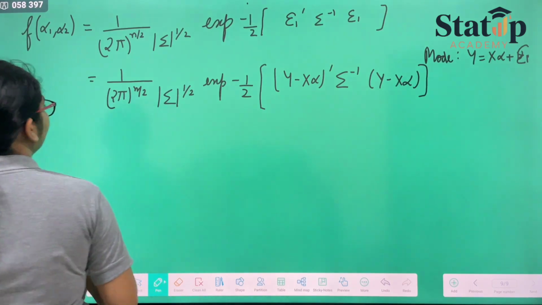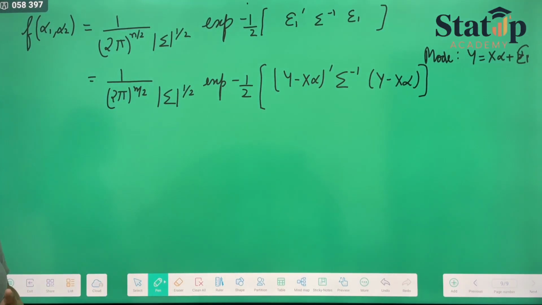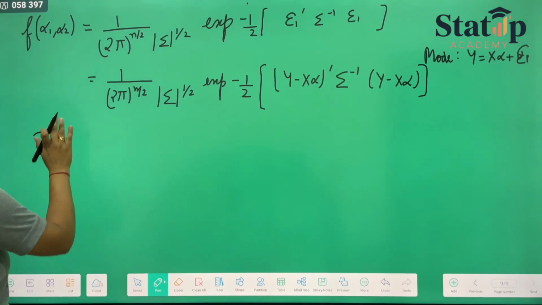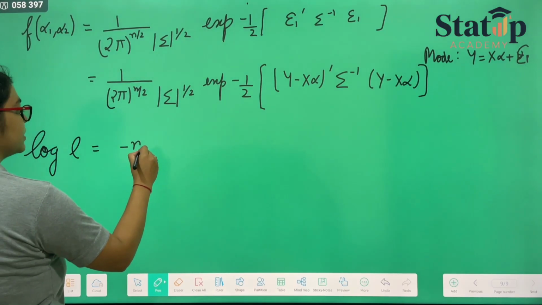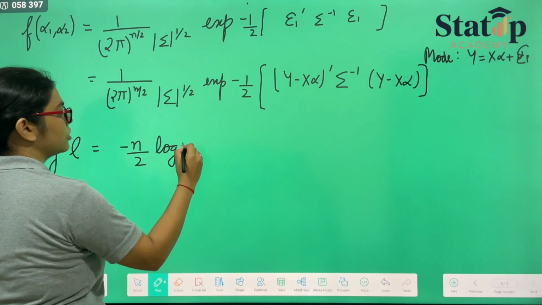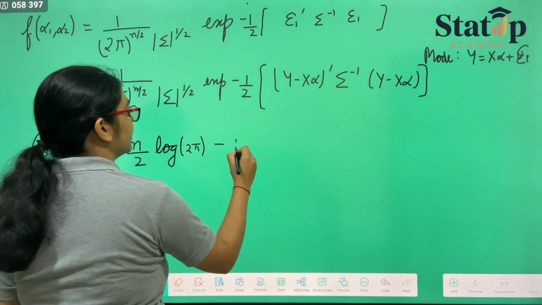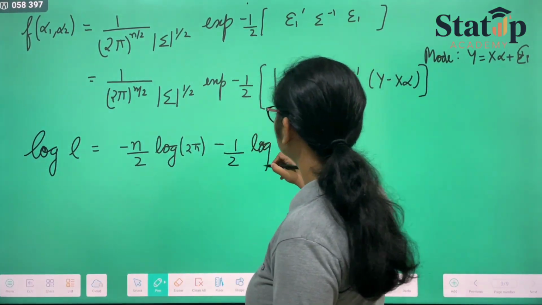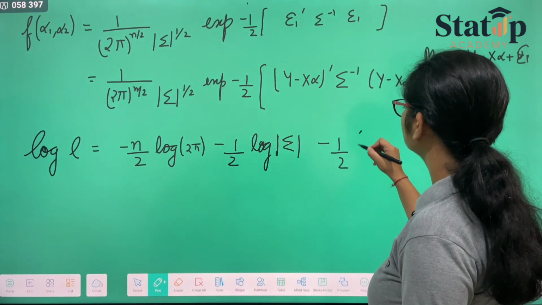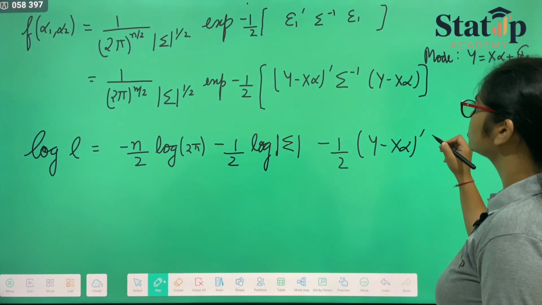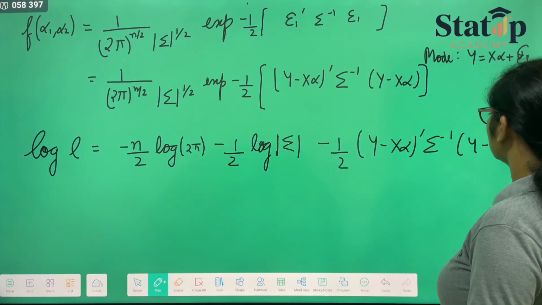This will be our formula. Now we will differentiate it first with respect to alpha and then with respect to sigma. So we will get two methods. First we take the log of n. It will be minus n by 2 log 2 pi minus 1 by 2 log sigma and minus 1 by 2 (y minus x alpha)' sigma inverse (y minus x alpha).